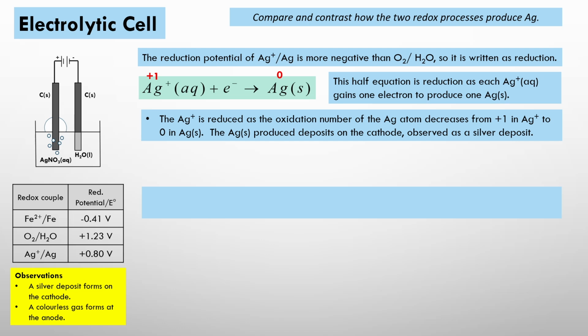Now this is observed as a silver deposit, see? So they didn't say that they measured the mass here, they just said that they noticed a deposit on the outside of the inert carbon electrode. Okay, so that's cool. That's got us to that point. So now we're going to do the oxidation equation.